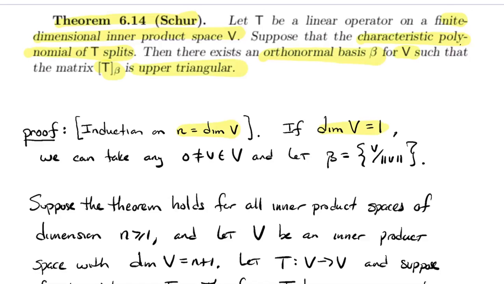If the dimension of V is 1, there's sort of nothing to do. You can take any non-zero vector in V and take your orthonormal basis just to be the unit vector in that direction. The matrix of T in that basis is just 1 by 1. Every 1 by 1 matrix is upper triangular. So there's nothing to do in the case that the dimension of V is 1.